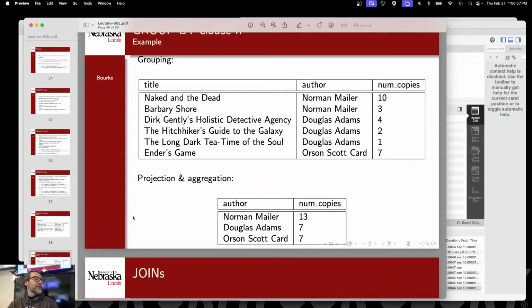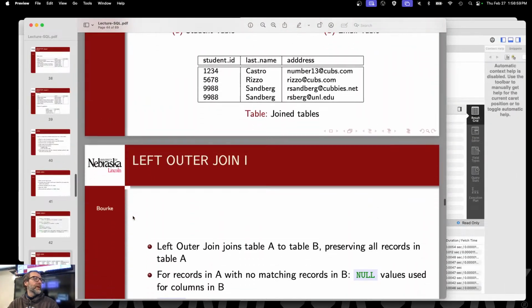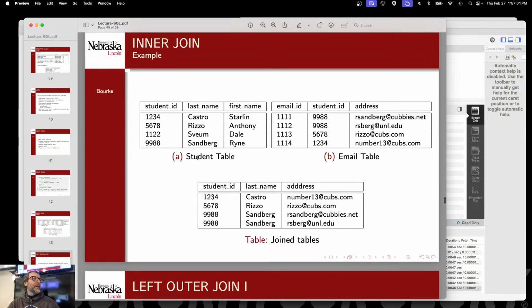This is also visualized over here. I've got another example here. All right, here's another example. So if I've got a student table and an email table, clearly we have a one-to-many relationship because one student can have many emails. All right? For example, Ryan Sandberg has 2 different emails there. Rizzo only has 1 email, and then Starlin Castro, identified by student ID 1234, right? Number 13 at the Cubs, right? There's only 1 there, okay?